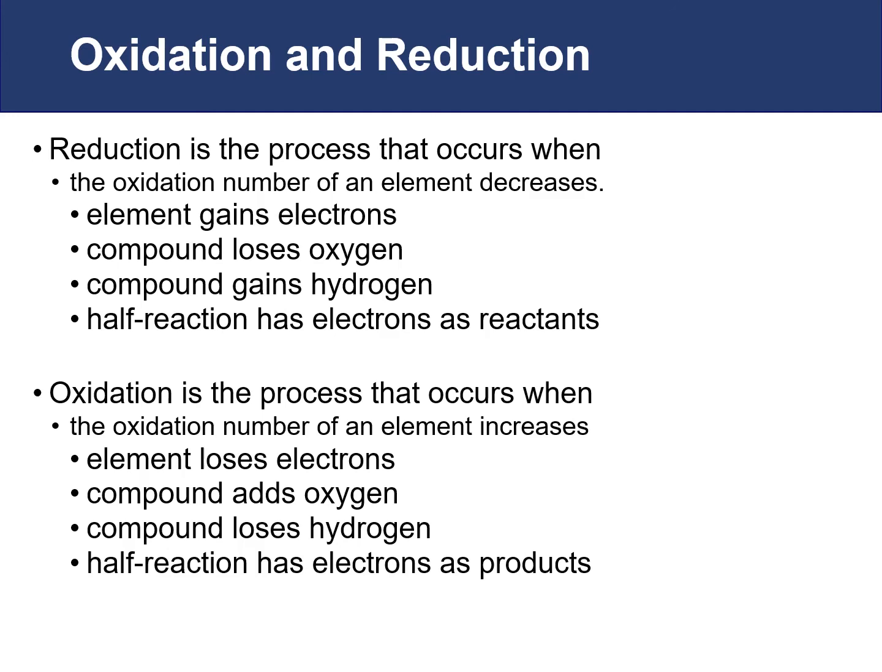Oxidation is a process that occurs when the oxidation number of an element increases. This happens through the loss of electrons. If the compound gains oxygen molecules or oxygen atoms, this is a good indicator that it has been oxidized. But the most reliable way of determining whether oxidation or reduction has occurred is to figure out what your oxidation numbers are and make your decision based on that. If a compound loses hydrogen, this is also a common indicator of an oxidation process, though there are exceptions to that. Also, if you have a half reaction that has electrons being produced, this is a good indicator of an oxidation reaction.